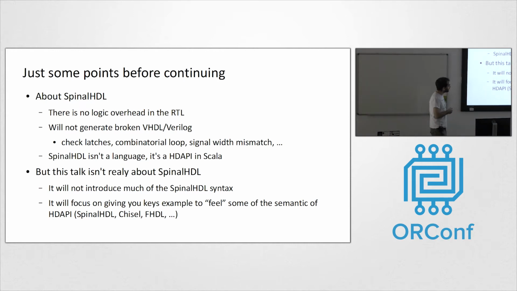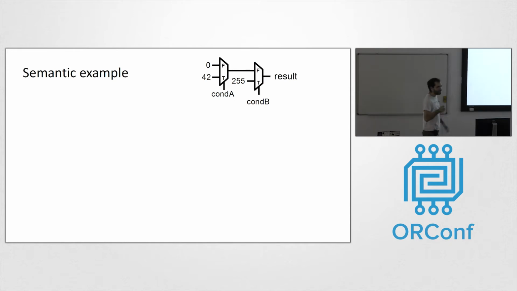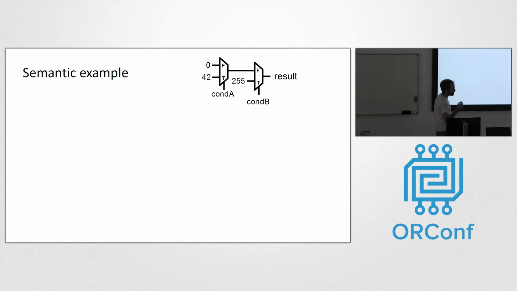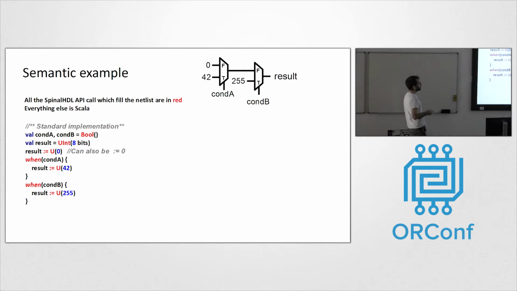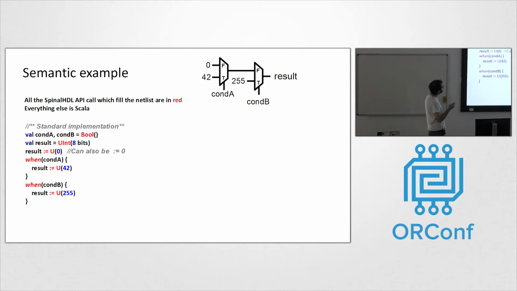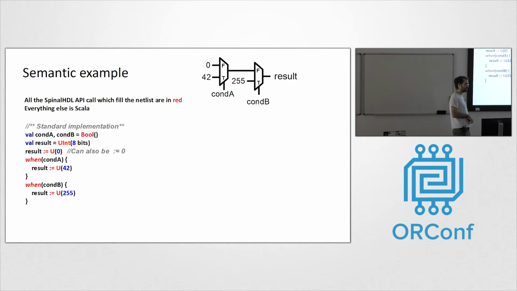But as I said, this talk is not really about SpinalHDL itself. It's really about the concept, giving key examples to help you get the semantics of those hardware description APIs. Okay, so first, a really simple and stupid example. You want to write this thing with some multiplexer, really simple stuff. You can write it a bit like you would in VHDL and Verilog, you just don't have to write a process. Here in red are all the accesses to the SpinalHDL API, which are adding things into the netlist.